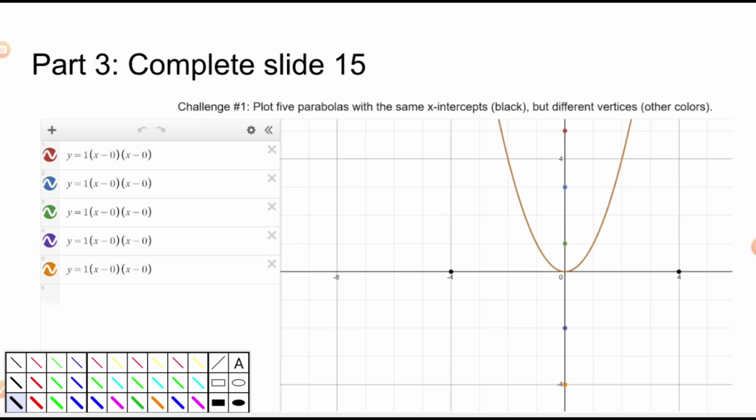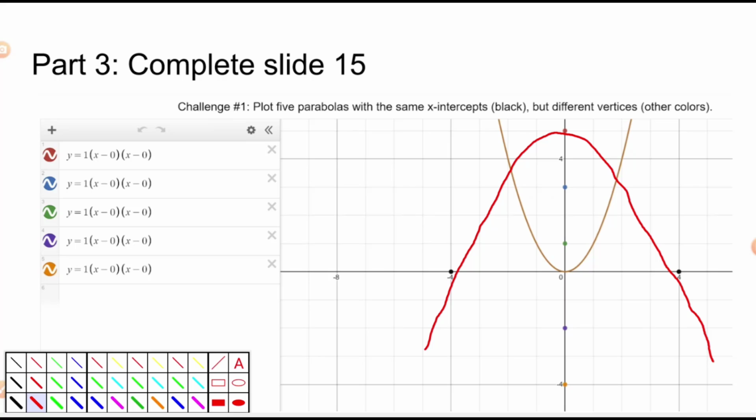So part 3, now we only have one little challenge slide for you. What you're going to be doing here, you see 5 equations here. Let's read this real quick. Challenge 1, plot 5 parabolas with the same x-intercepts, the black dots, but with different vertices. So we need you to color code these. That red dot on top, I'm going to need the parabola to go through something like that.